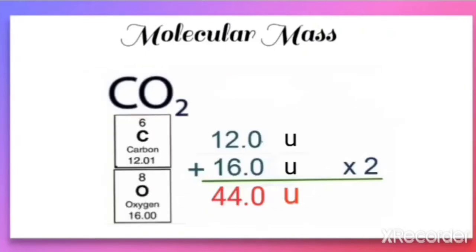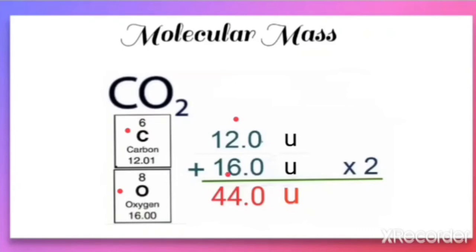Carbon dioxide. The formula for carbon dioxide is CO2. The two elements present in this are carbon and oxygen. The atomic mass of carbon is approximately 12, and the atomic mass of oxygen is 16.